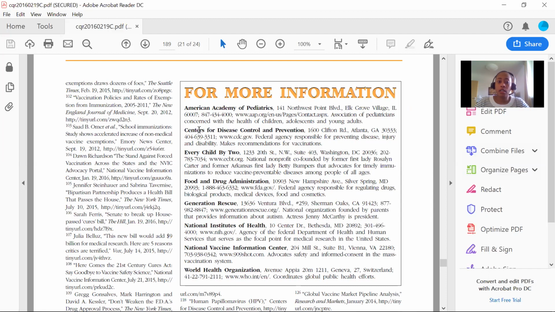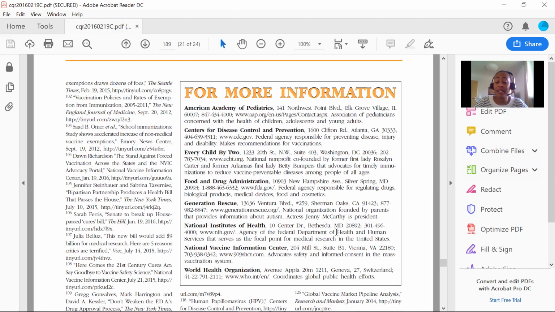You have also the Centers for Disease Control and Prevention. The CDC website, cdc.gov, is an excellent resource for all things related to healthcare, and of course, specifically disease control and prevention. The Every Child by Two, I'm guessing this is a national nonprofit organization. That is the one that the pro side, the pro vaccine person, that's her organization or the organization that she works with. The Food and Drug Administration comes in quite a bit too in this discussion because they regulate what goes into vaccines, what is seen as acceptable levels of the chemicals and things that they use in vaccines. They approve all of that. Generation Rescue, national organization founded by parents that provides information about autism.